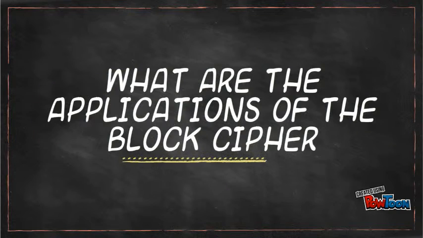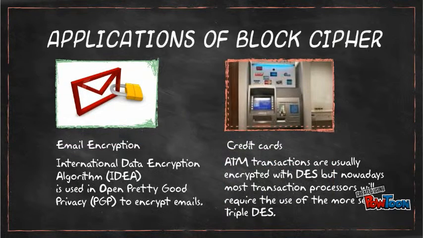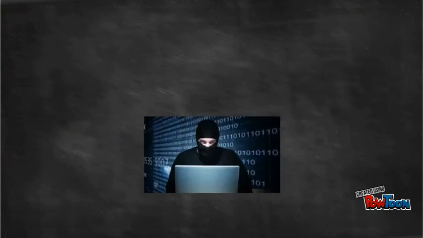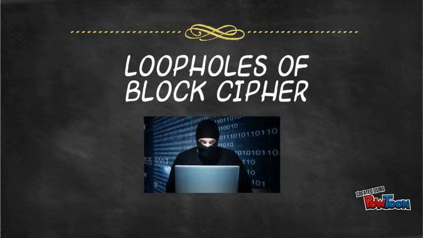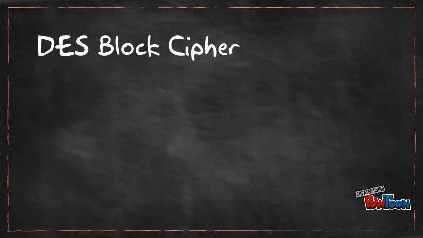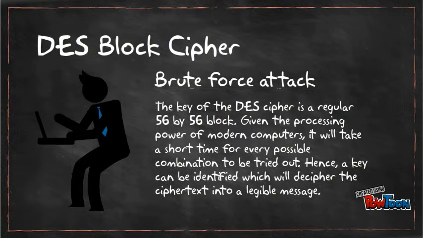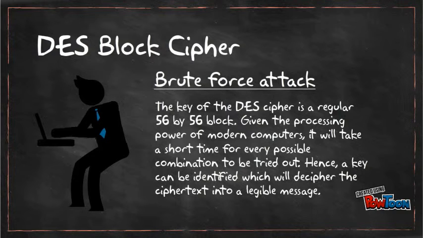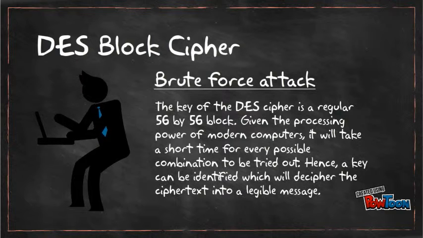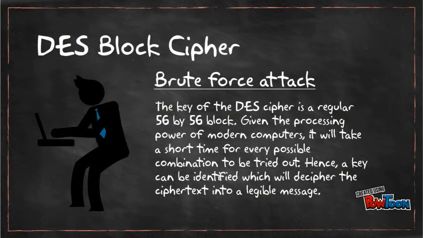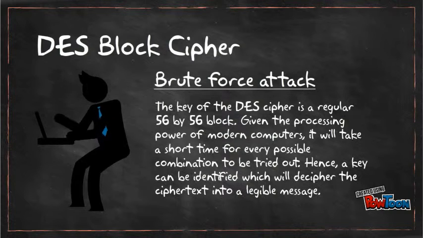So, what exactly are the applications of the block cipher? Loopholes of the block ciphers! The key of the DES cipher is a 56-bit block. Given the processing power of modern computers, it will take a short time for every possible combination to be tried out. Hence, a key can be identified, which will decipher the ciphertext into a legible message.